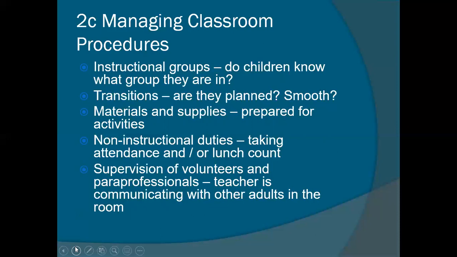Supervision of volunteers and paraprofessionals. So another thing this item looks at is the relationship between the teacher and the other adults in the classroom. Is there communication? It becomes very evident as the observer if it's small group time and everybody sits down and the teacher aide is unsure of what is happening. It shows that there's a lack of communication. So we're really looking to see that the adults are communicating and everybody's kind of on the same page.